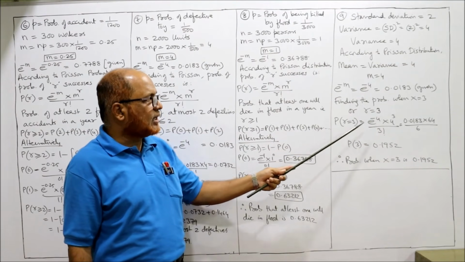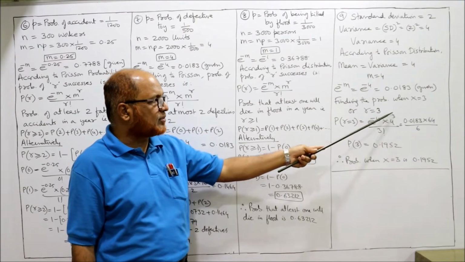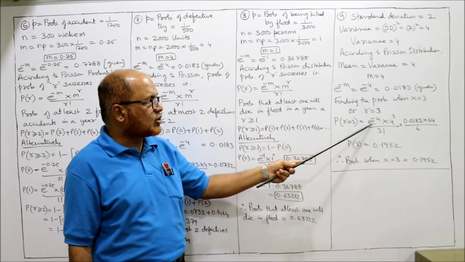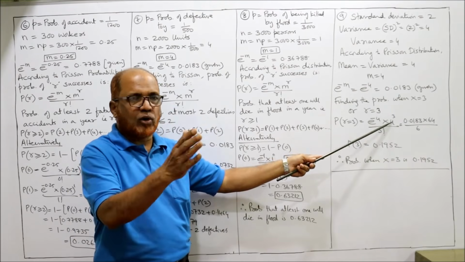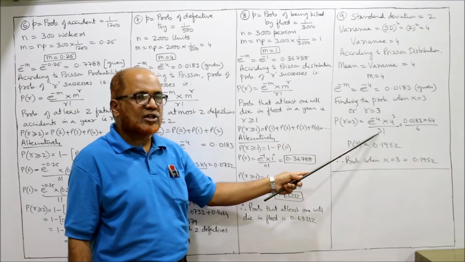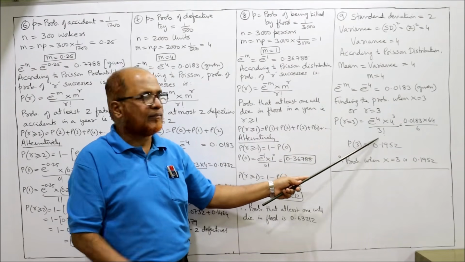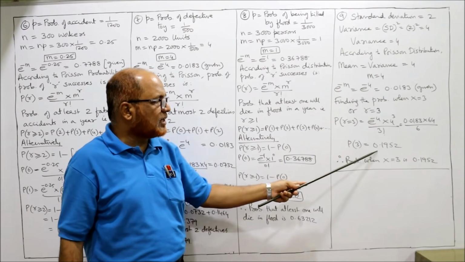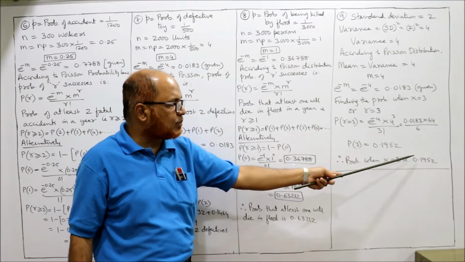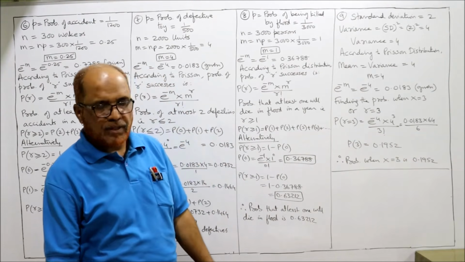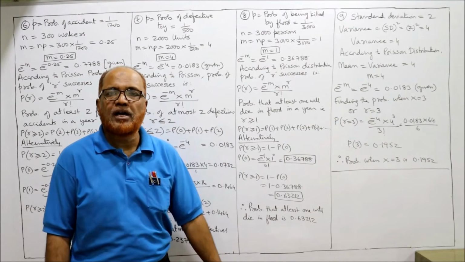P of r is equal to 3: e to the power of minus 4, 4 to the power of 3 divided by 3 factorial. So e to the power of minus 4 is 0.0183. 4 cube, 4 into 4 into 4, 64. 3 factorial, 3 into 2 into 1, 6. So P of 3 is 0.1952. So probability when x is equal to 3 is 0.1952. This is the end of problem number 9.